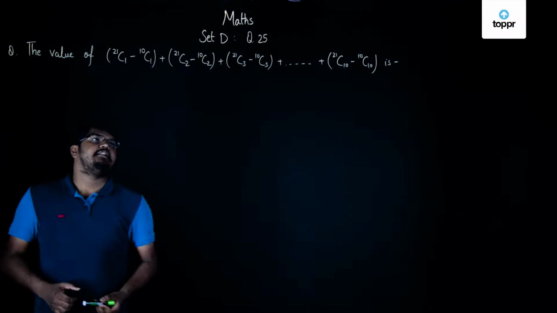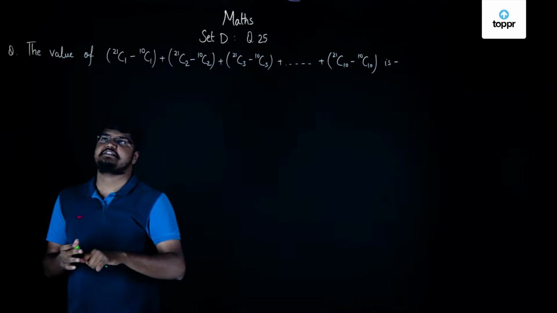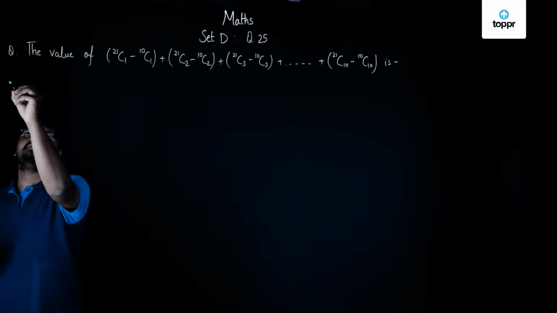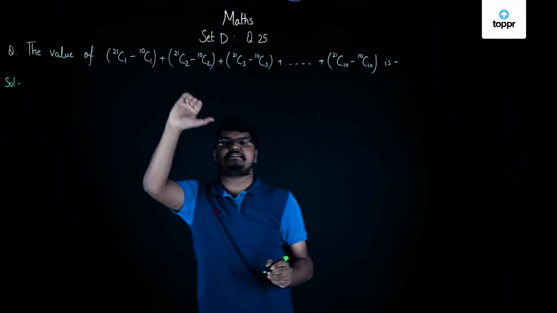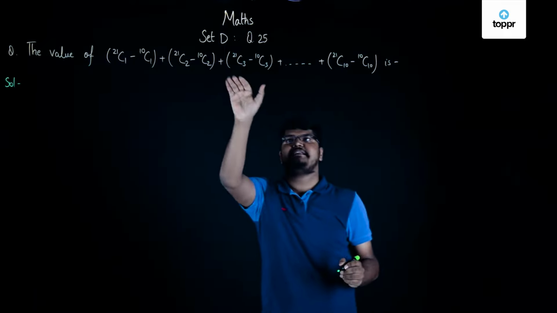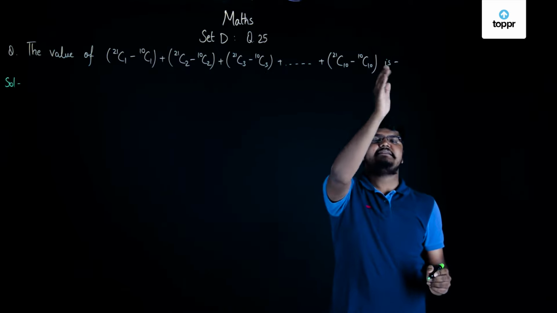Hey guys, let's now see the solution of question number 25 of set D, mathematics. The question given here is: the value of 21C1 minus 10C1 plus 21C2 minus 10C2 plus 21C3 minus 10C3 and so on up until 21C10 minus 10C10 is.